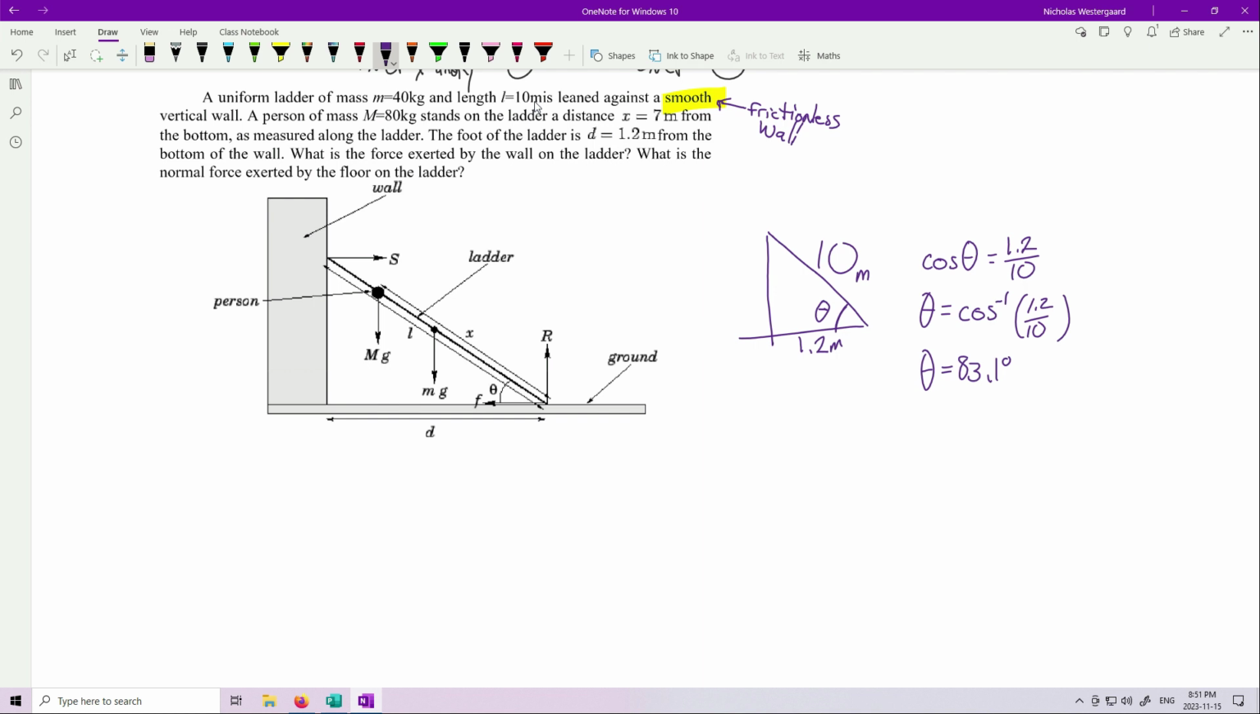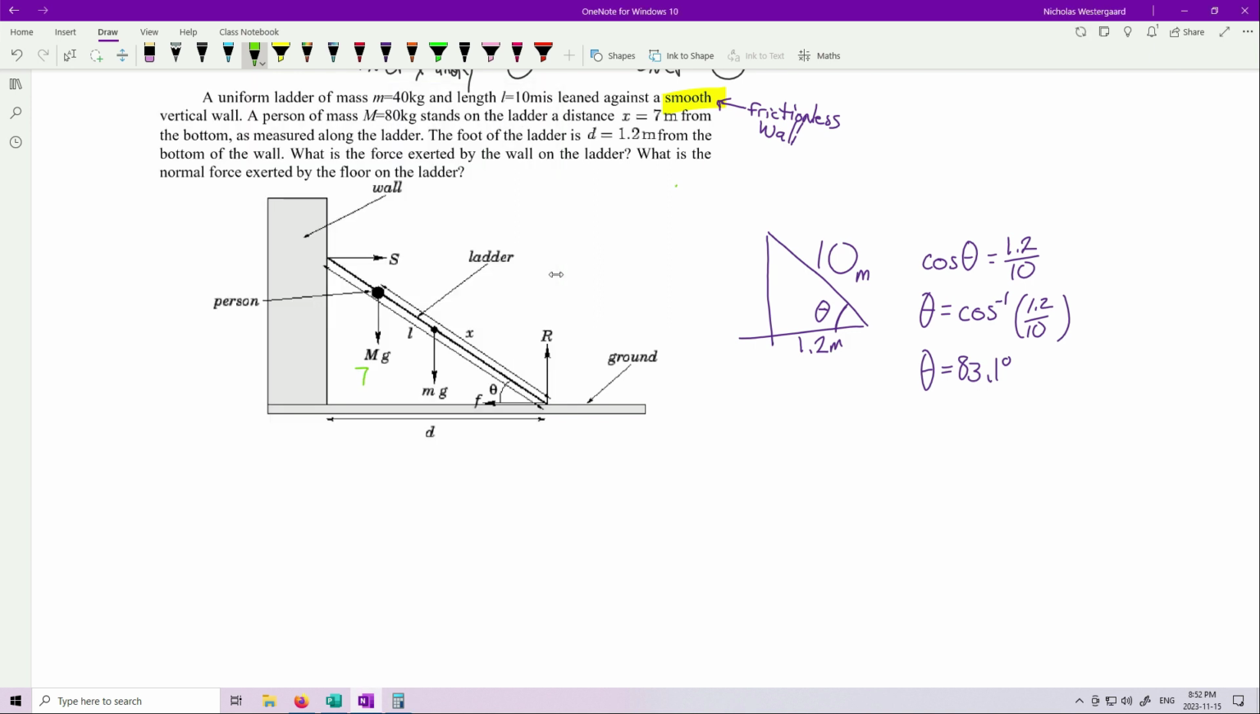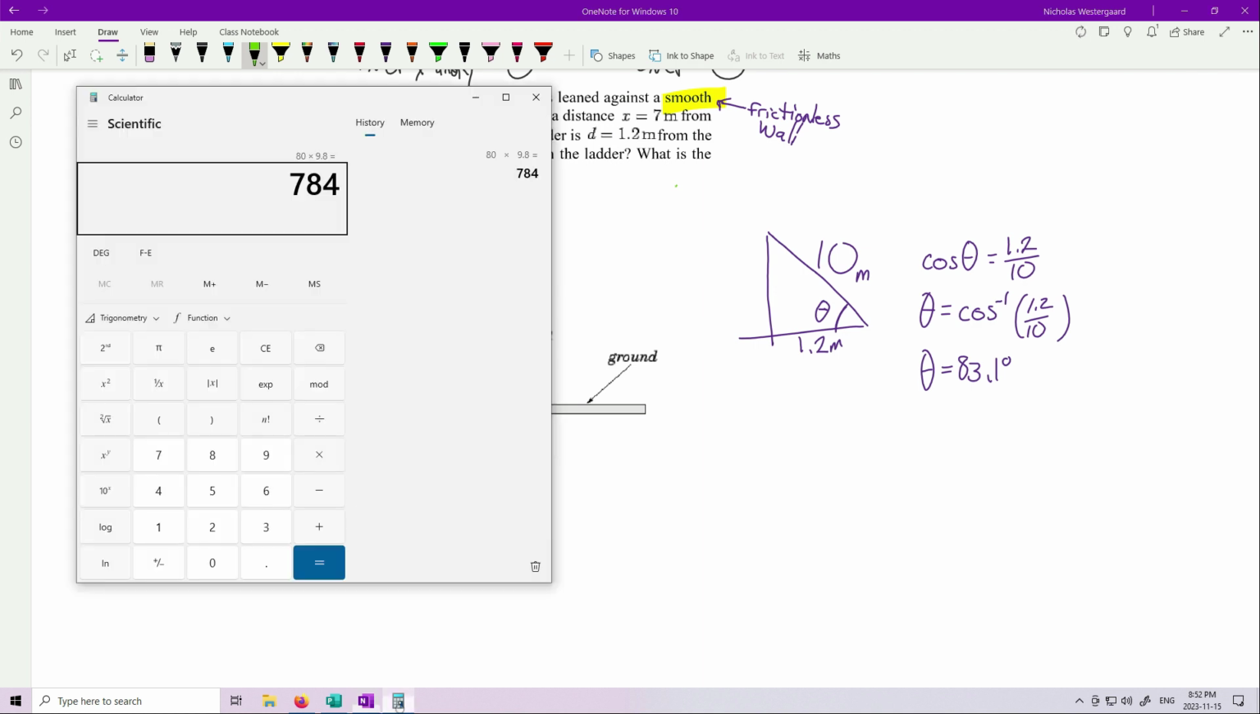So let's try to figure our way out. We have mg, this is the force of the person. Let's put down any value we can. The person's 80 kilograms times 9.8. Oh, I closed my calculator, my mistake. 80 times 9.8. So that's 784 newtons right there. This little mg is the ladder, so that's 40 times 9.8, or 392 newtons.